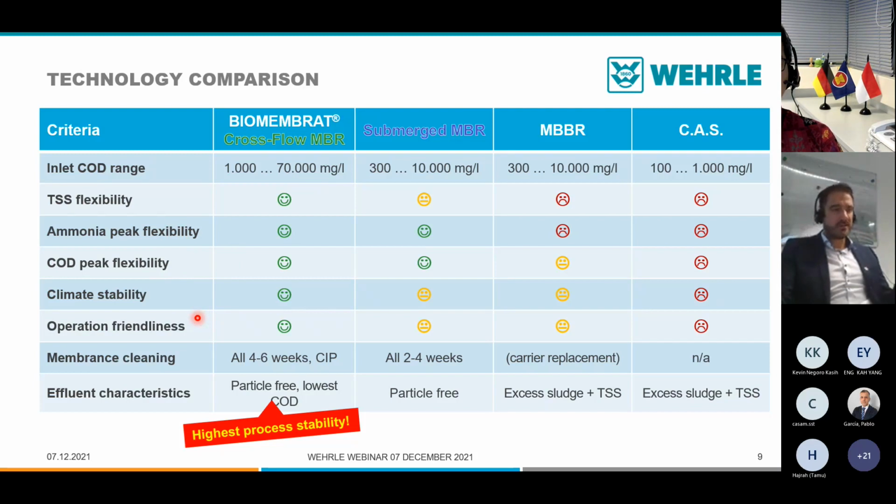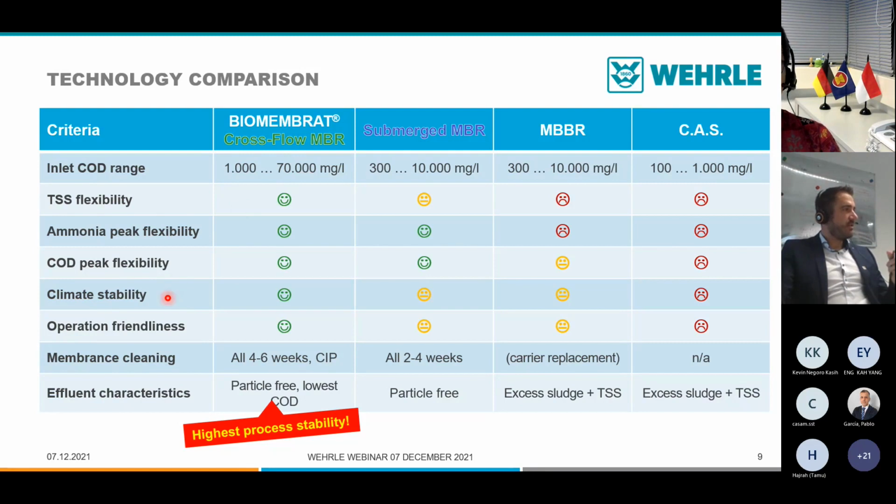We are building our plants in Indonesia, where they face sometimes plus 40 degrees. That means there must be climate flexibility and climate stability. The plant should be operator friendly, because not in all countries of the world can you find skilled operators. That means it must be really operation friendly. And of course, a big issue is the membrane cleaning frequency, since membrane cleaning means chemical costs, means operational costs.